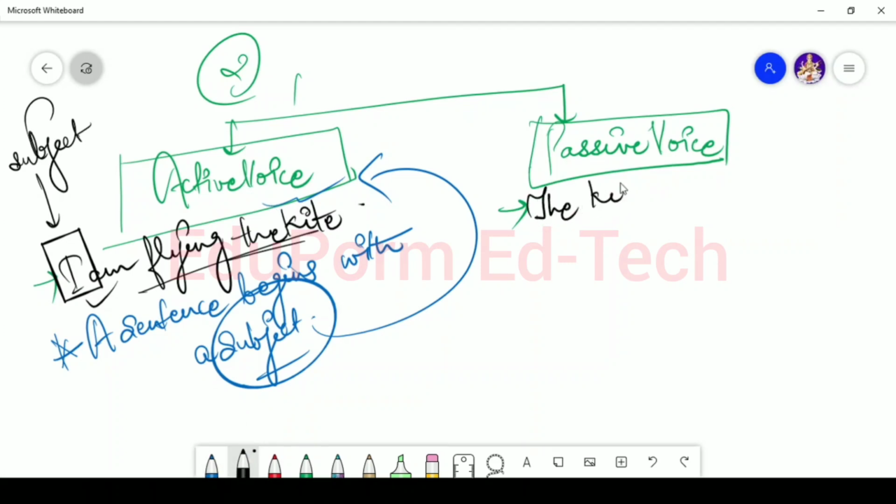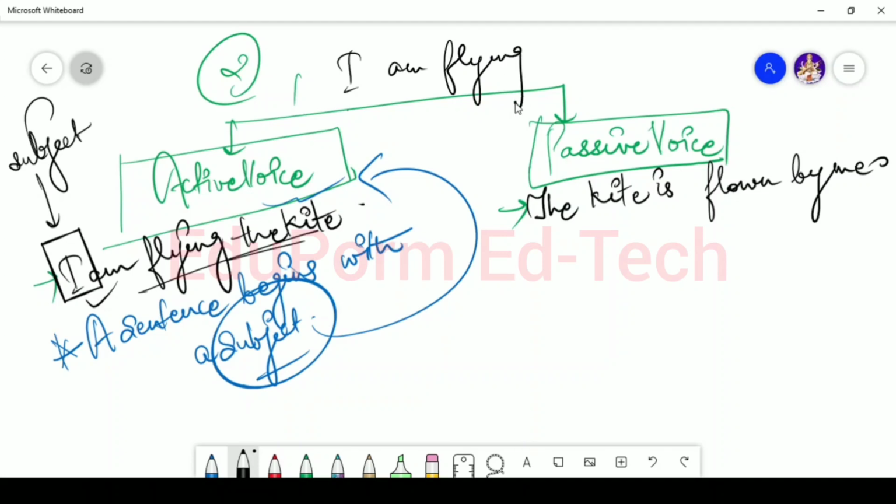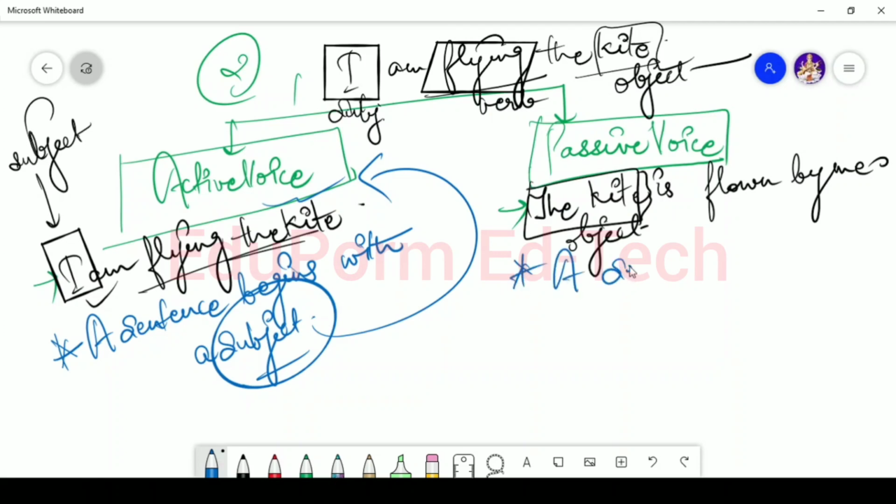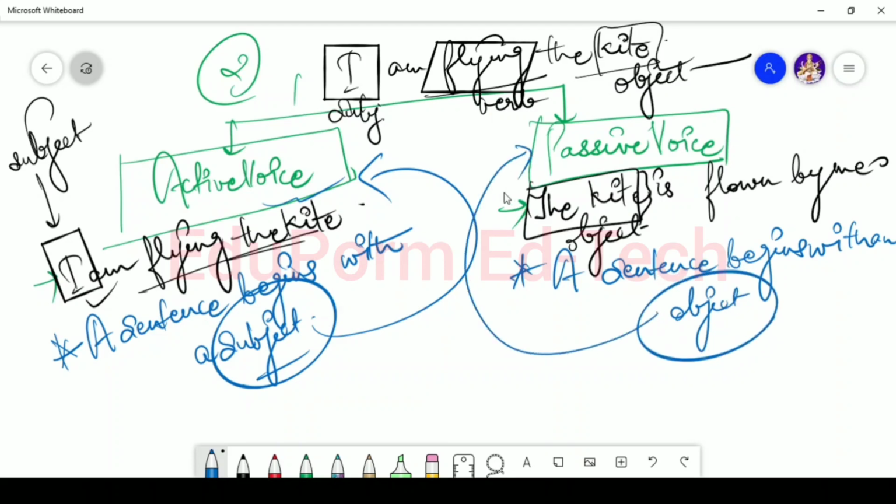But when I say that the kite is flown by me, if you pay attention, you will understand that it is the same as I am flying the kite. There are three main things used here: I, flying and kite. This is the subject, this is the verb and this is the object. So it is just the opposite of the active voice. If a sentence begins with an object, that type of sentence is in its passive voice, or in its passive form.